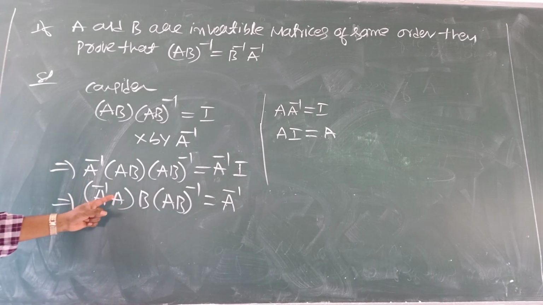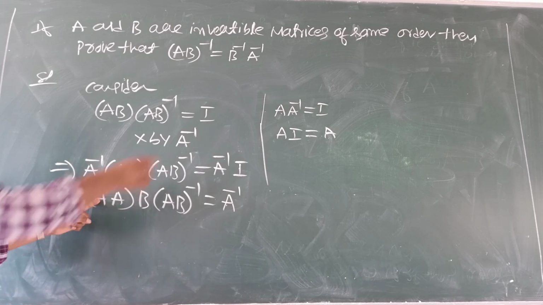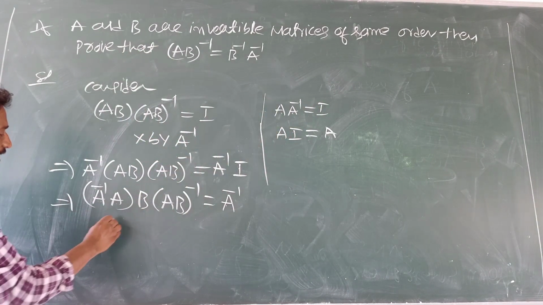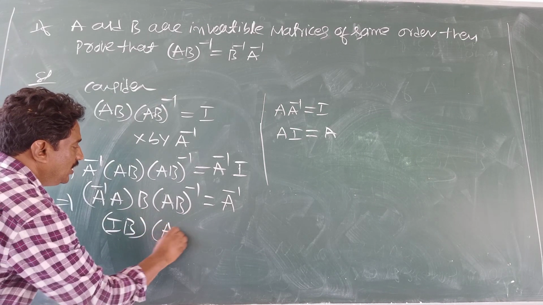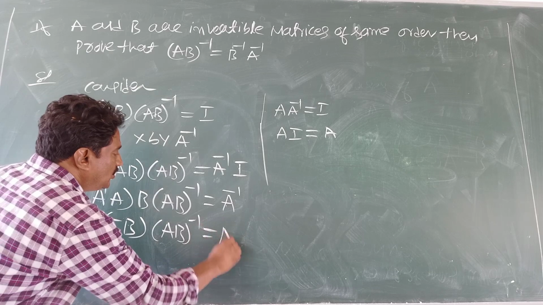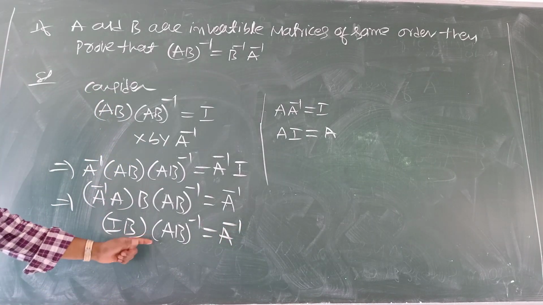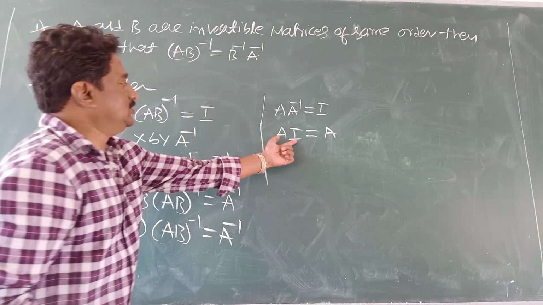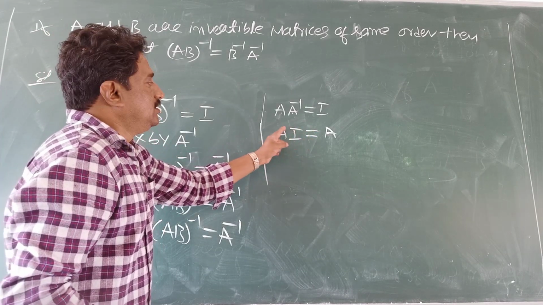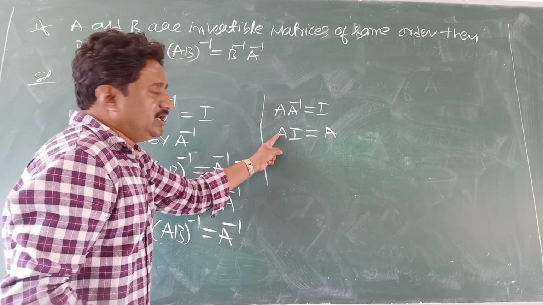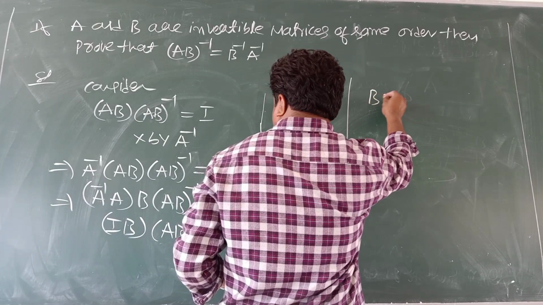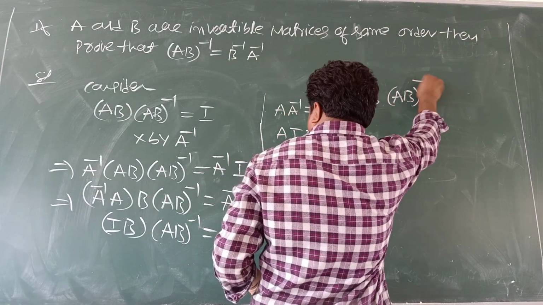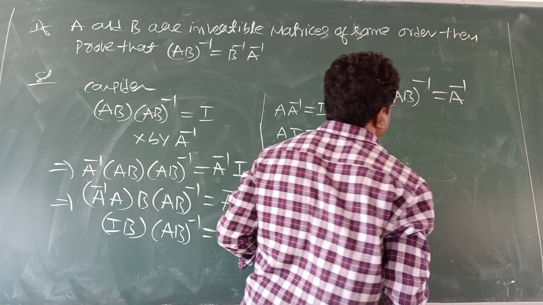Okay. Now, what is A inverse into A? Matrix into its inverse. Again, my first rule, it should be I. So IB into (AB) inverse is equal to A inverse. What is I into B? According to this, what is I into A? A into I is same as I into A, should be A. So what is IB? B into (AB) inverse is equal to A inverse.